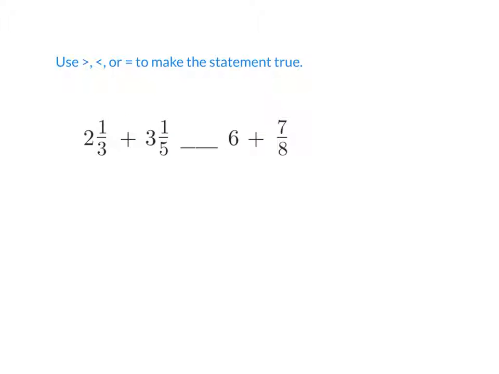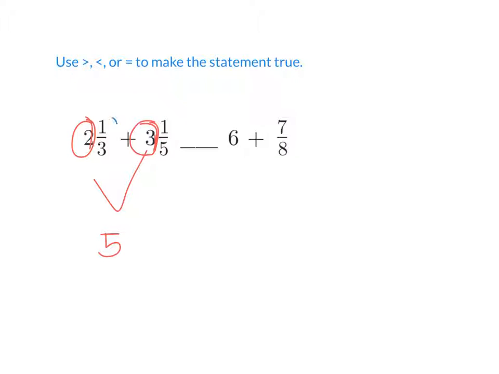Okay, good. Without actually solving it, we have to figure out if 2 and 1/3 plus 3 and 1/5 will be bigger or smaller than 6 plus 7/8. Let's use what we know first. Look at the whole numbers. We have 2 plus 3. What's 2 plus 3? 5. Okay. So this is equal to 5.